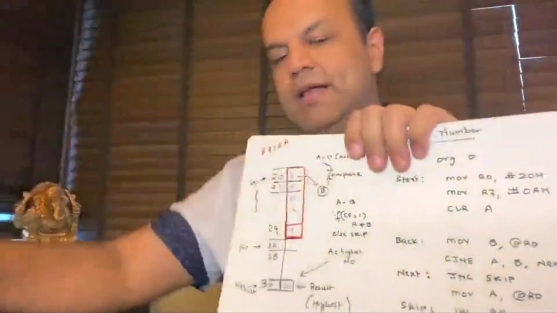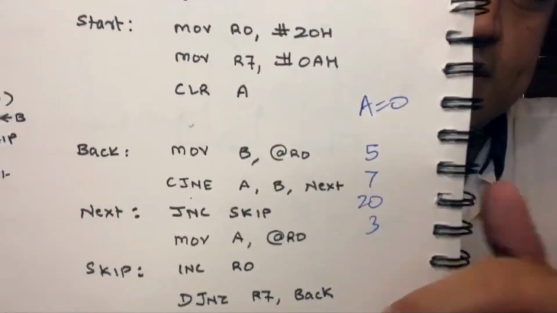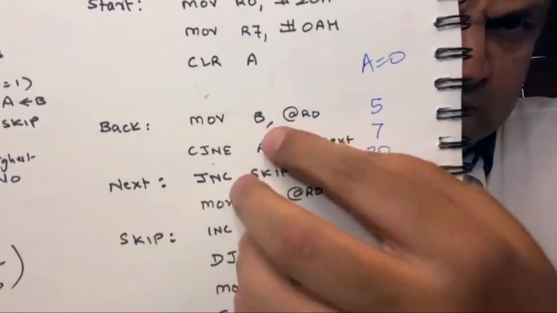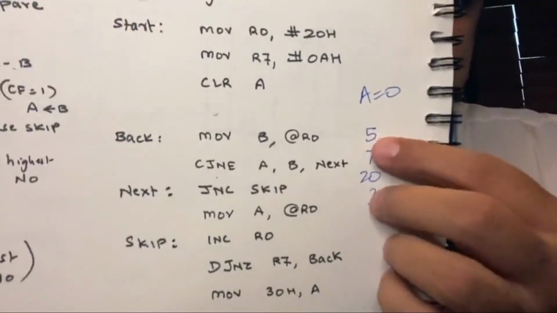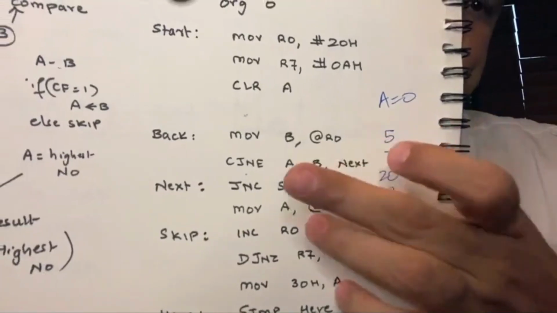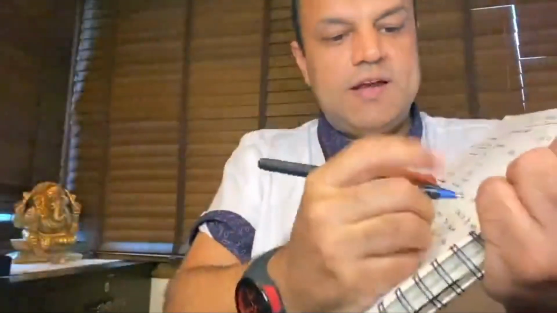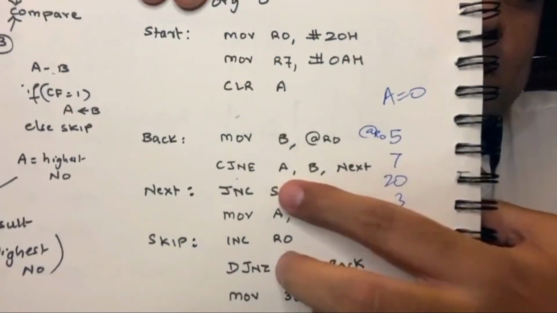Come on, let's run it. Suppose your number A originally is 0. Suppose your numbers were 5, 7, 20 and 3. Start. Move B, @R0. So B gets 5. R0 is your pointer to every number. R0 is pointing to the first number. So B gets 5. Right now @R0 is 5. Compare A and B.